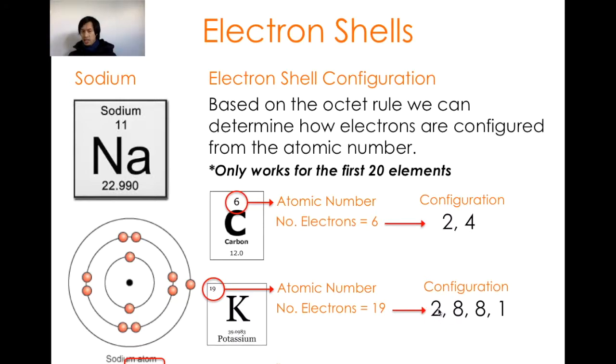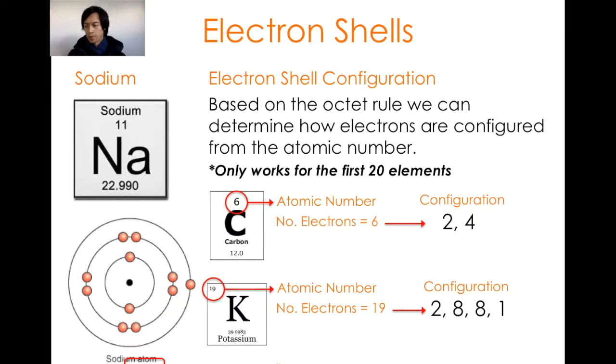All right, so that's electron shell configuration, and that helps you understand a little bit about the structure of the atoms, because later on when we look at chemical bonding, we use this structure to determine how atoms will trade electrons with one another.